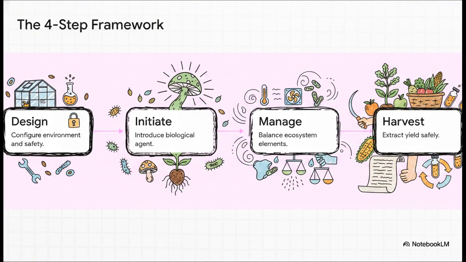No matter what species we're working with, system design relies on this predictable rhythm of intervention. It's a 4-step rhythm. Step 1 is design, configuring the physical environment and those absolutely crucial safety parameters. Step 2, we initiate. That means introducing the foundational biological agent, a seed, a spore, or bacteria. Step 3 is manage, the daily balancing act of the ecosystem, tweaking things like temperature or aeration. And finally, Step 4 is harvest, extracting the yield while keeping the system's integrity intact. Honestly, this is our master blueprint.